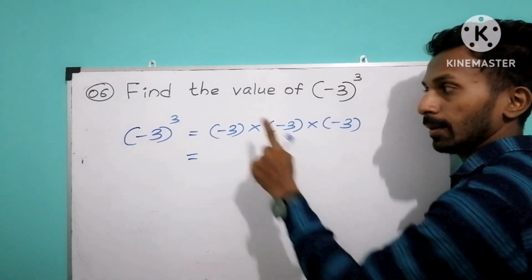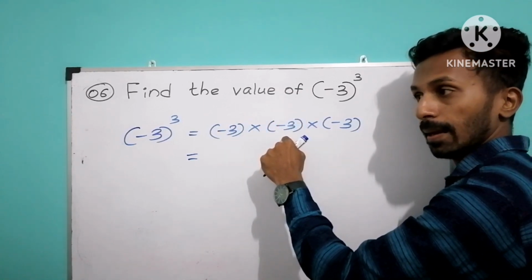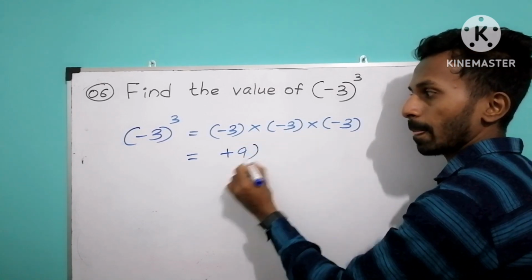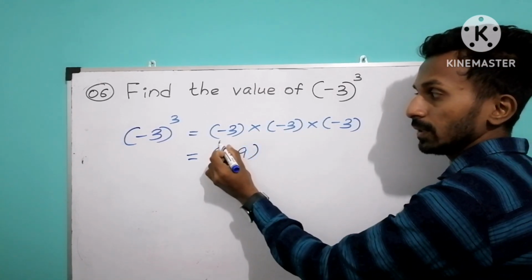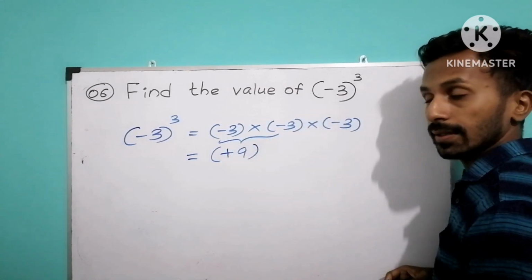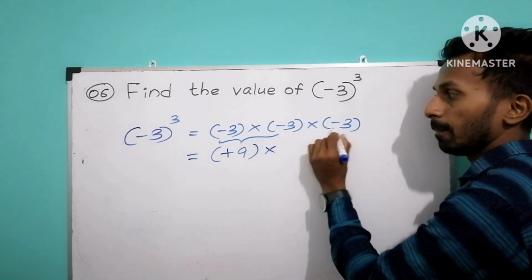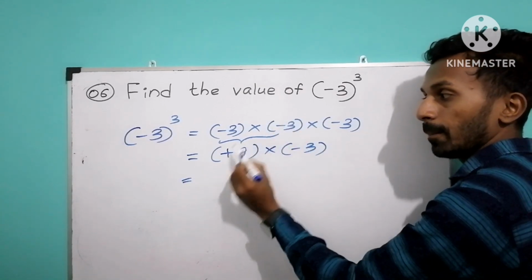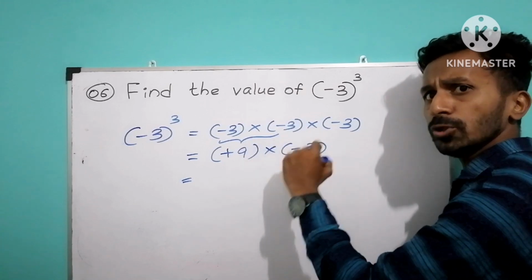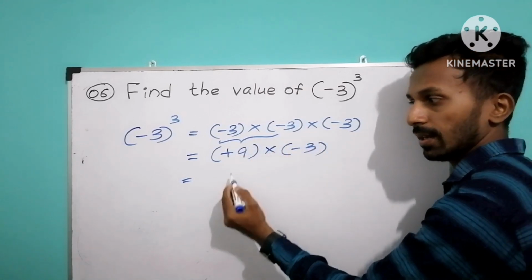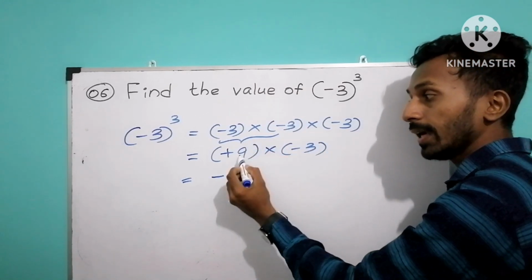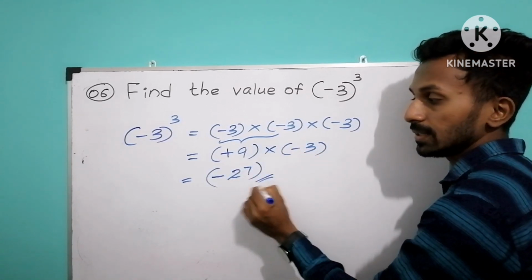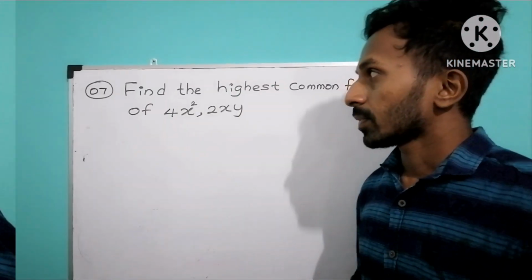Then -3 into -3: minus into minus is plus, 3 into 3 is 9. The answer for these two is 9. Then again multiply by -3. Now here, look at the signs. Plus into minus. The answer is minus 9 times 3, 27. The answer is minus 27.